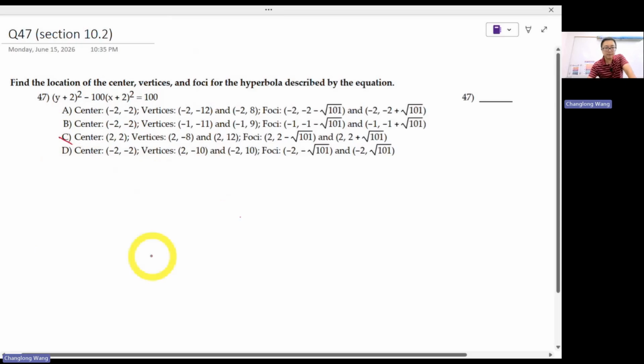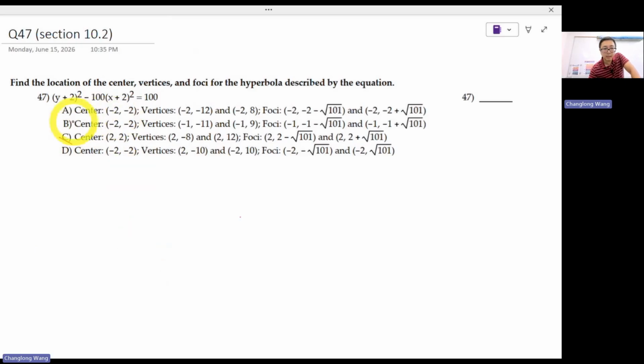Okay, so now let's see what the differences are among A, B, and C. Well, I see that they all have different vertices, right? Now, let me see if you can tell whether it's a vertical or a horizontal opening hyperbola before rewriting it. Or would you need to rewrite it to be able to see? Vertical, because the y term is positive. Okay, so it's vertical.